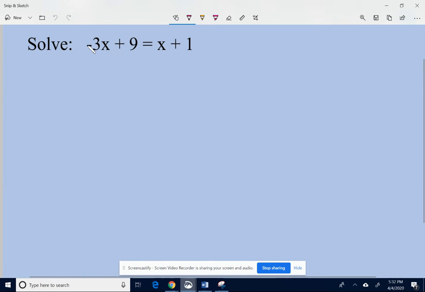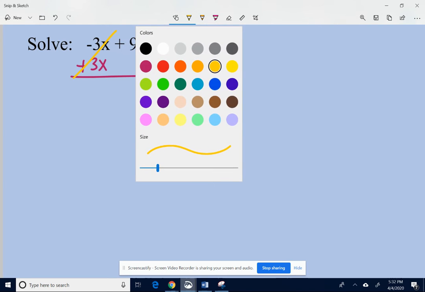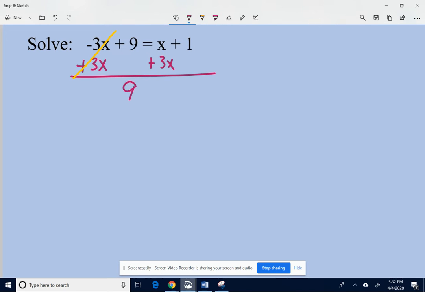I'm going to get rid of the subtracted 3x. I'm going to get rid of that by adding 3x to both sides. Notice I'm putting my x terms underneath my other x terms, keeping my like terms together. When I do that, the negative 3x, or the subtracted 3x, plus 3x go out. I'm left with 9 on the left equals.